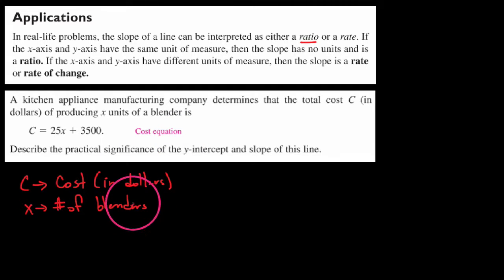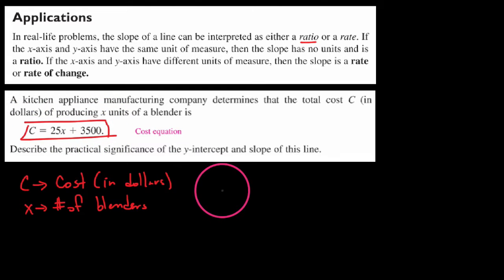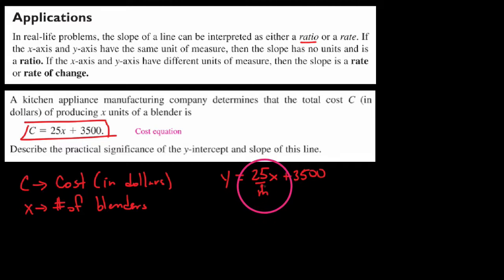So when we look at this, what we're really doing is looking at a linear equation, C equals 25x plus 3500, but that's something that could also be written as y equals 25x plus 3500, where y would, instead of C, be representing the cost. In this particular case, it's pretty easy to identify that our slope is 25 and that our y-intercept is 3500.